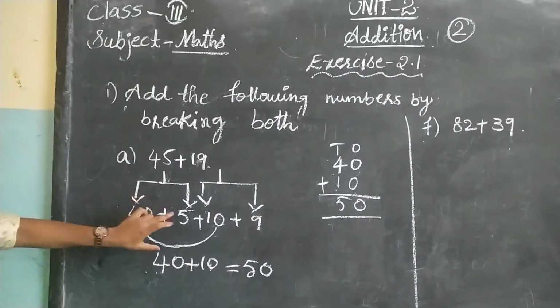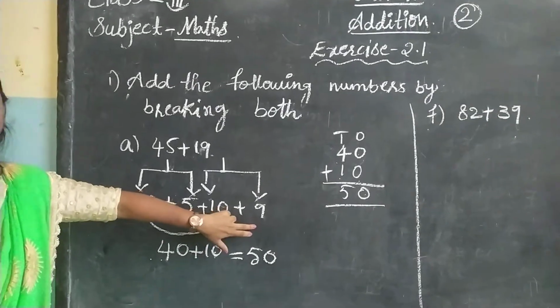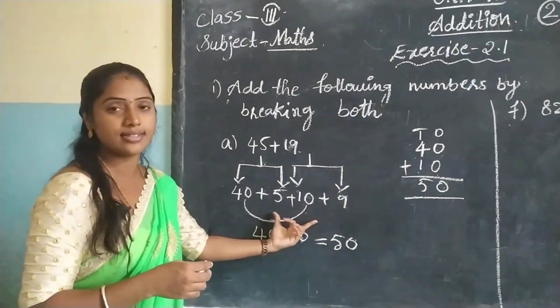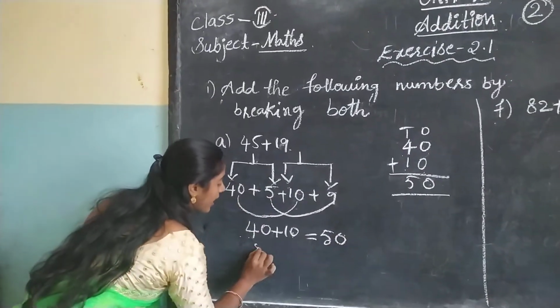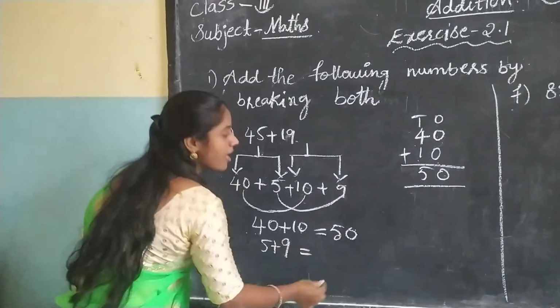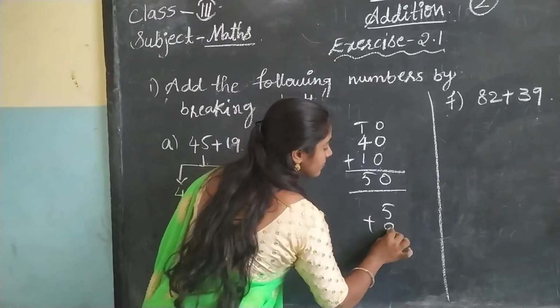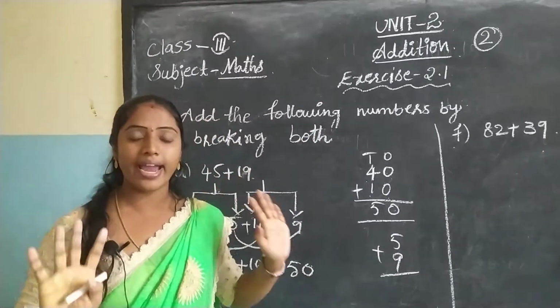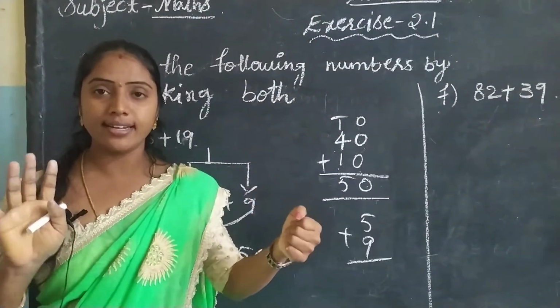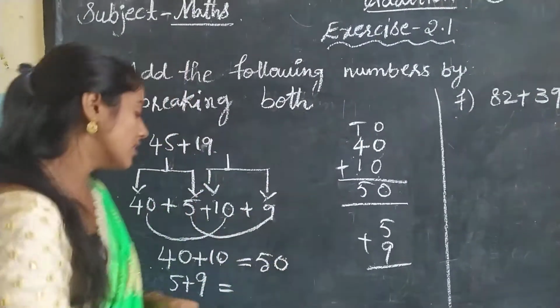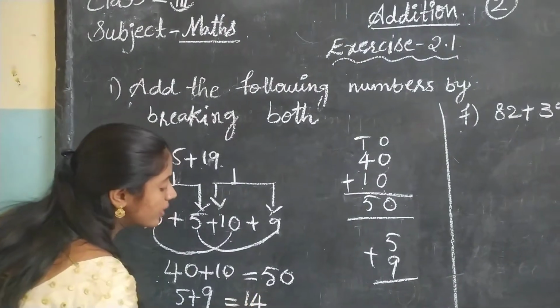Next you have to add this ones place. So one digit, single digits. What are the single digits here? 5 and 9. So you have to add 5 plus 9. How much 5 plus 9? After 5 you have to add 9 numbers. 5 after 6, 7, 8, 9, 10, 11, 12, 13, 14. So you should write directly here 14.